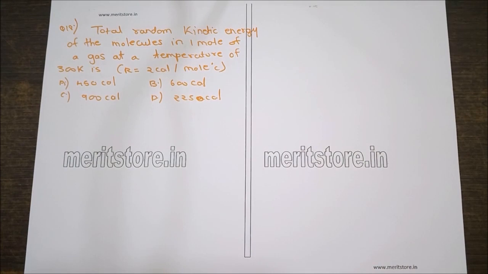Total random kinetic energy of the molecules in 1 mole of a gas at a temperature of 300 Kelvin is, the value of R is given as 2 calories per mole degrees Celsius. The options given are 450 calories, 600 calories, 900 calories and 2250 calories.